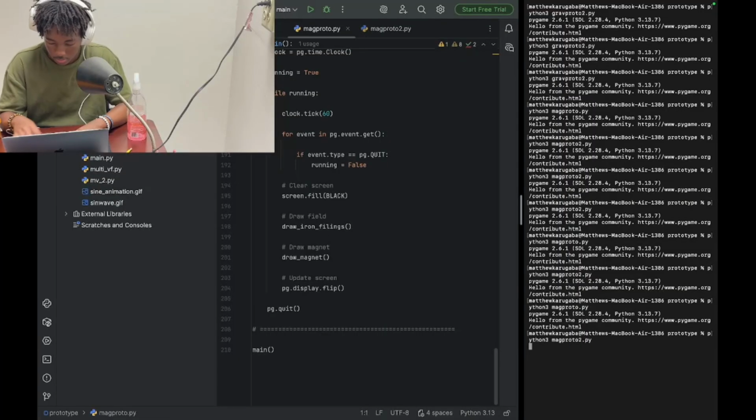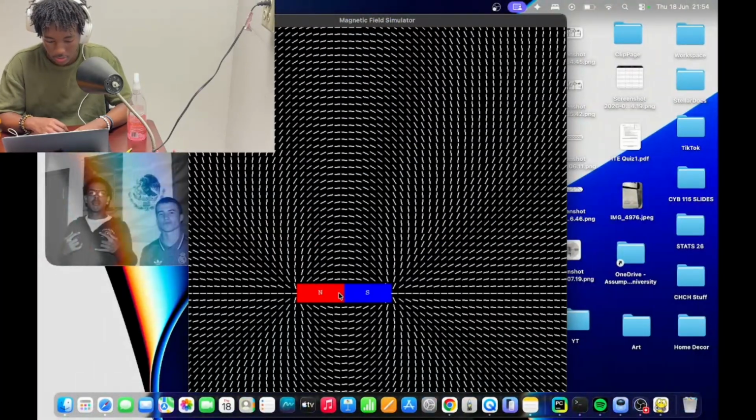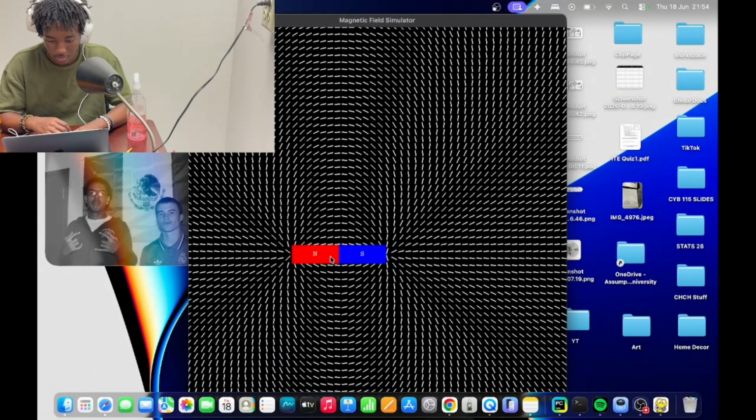So if you move the bar around the window, the vectors kind of act and move around the same way that those iron fillings would, but it's not really the same thing, if that makes sense. And I'll explain that as I go, so just pay attention.